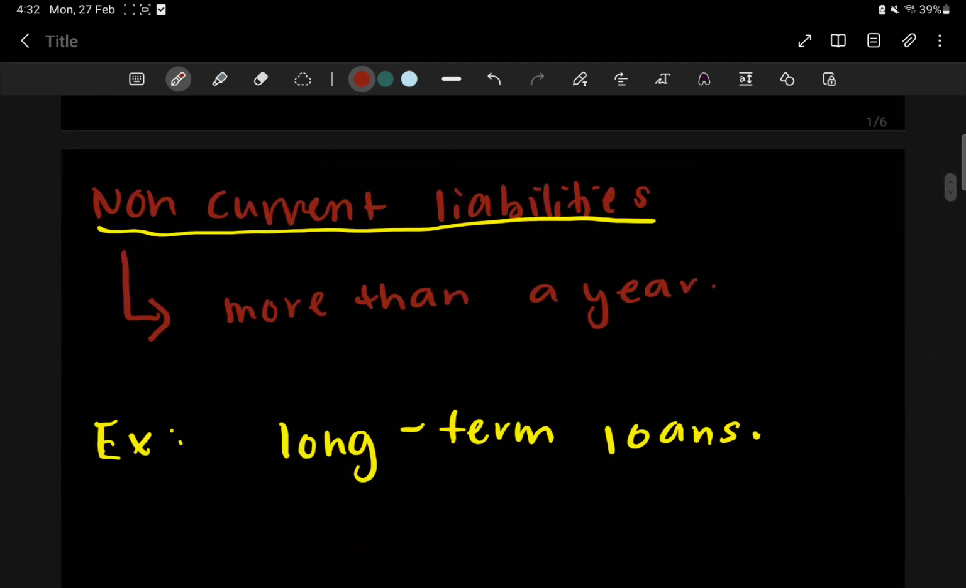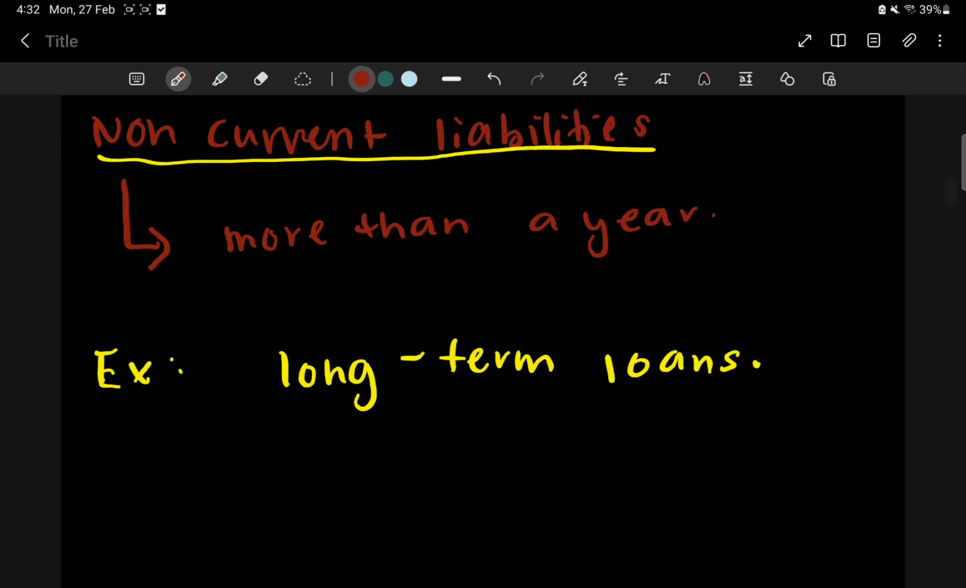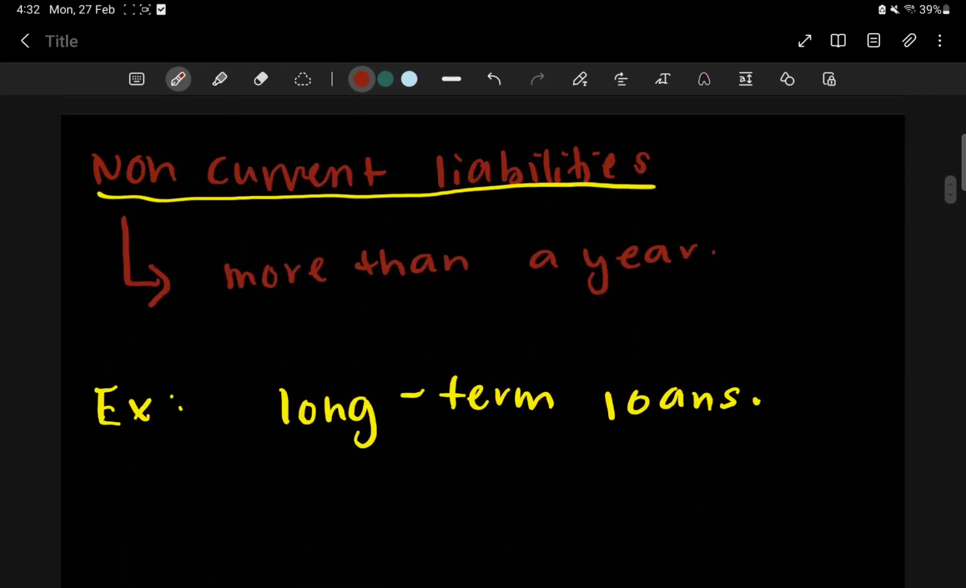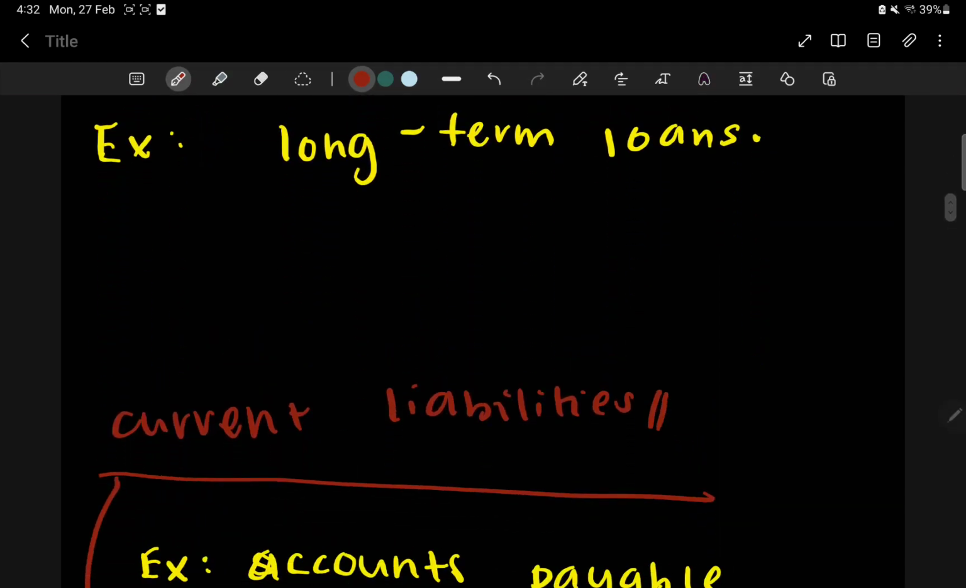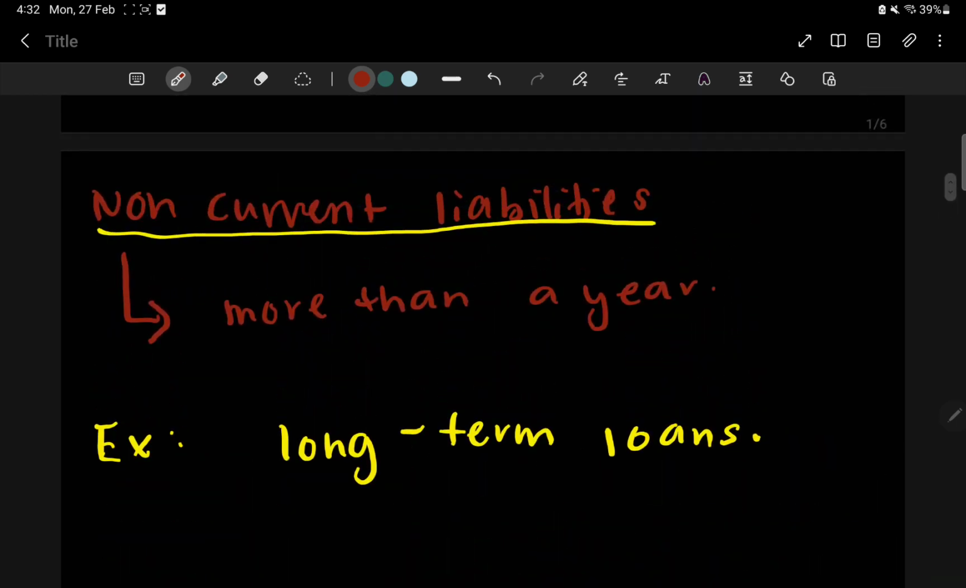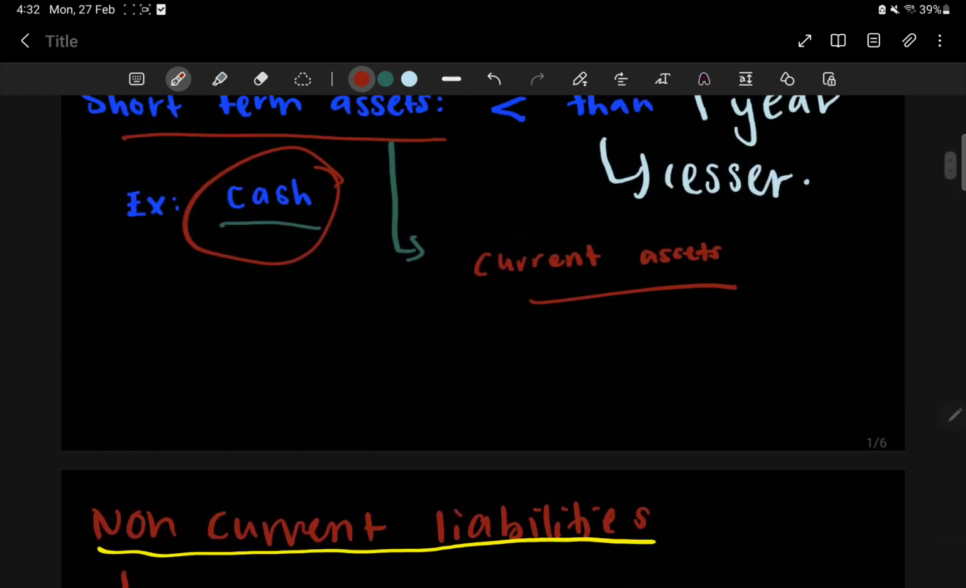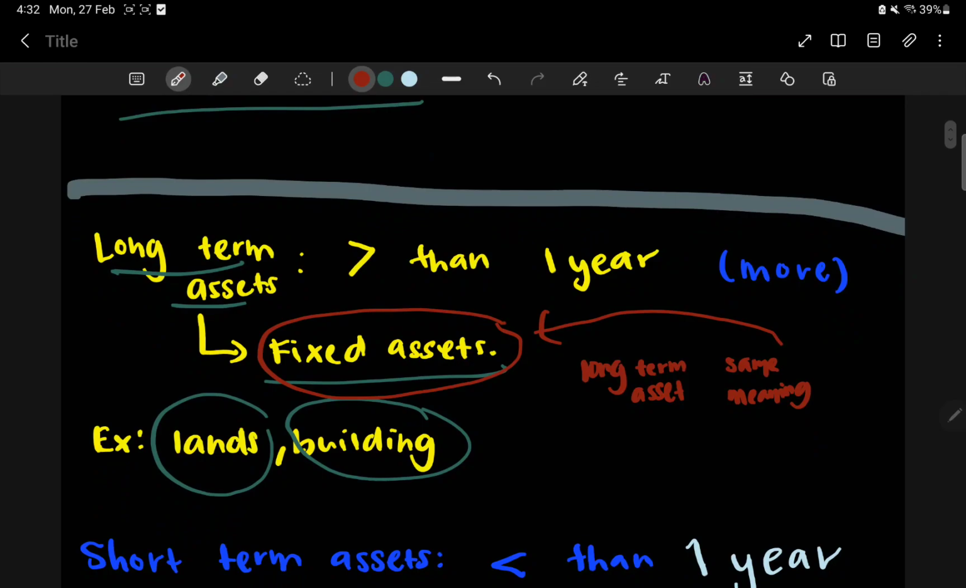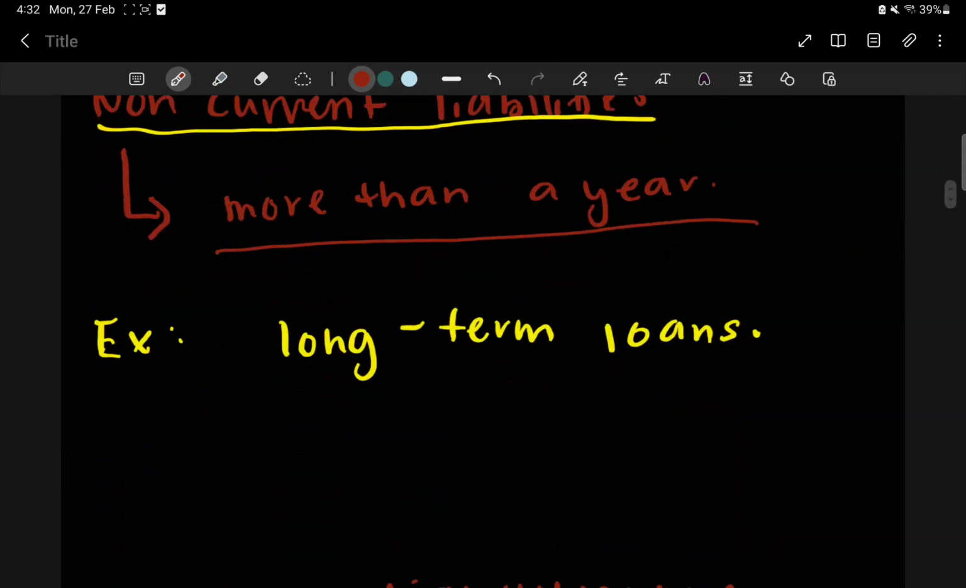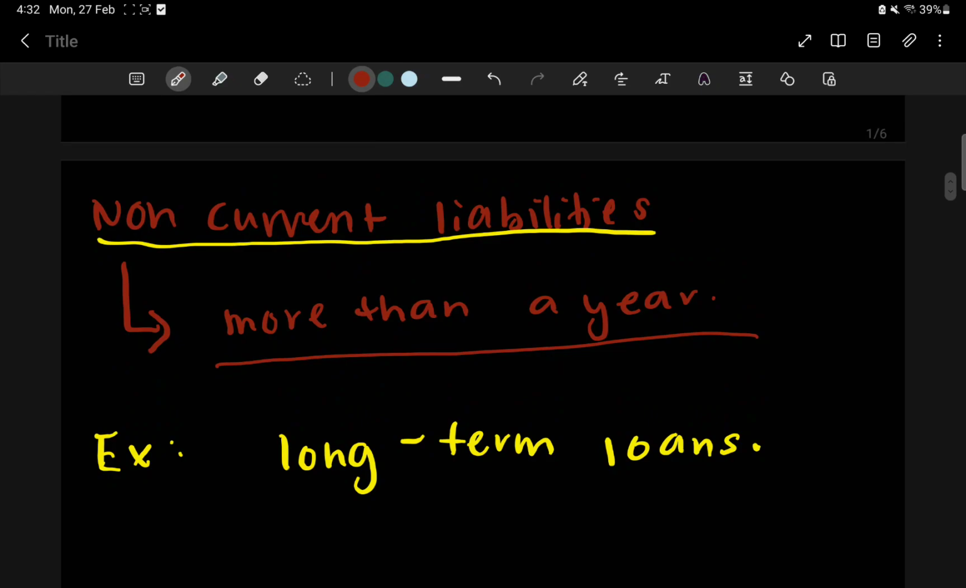Let's talk about liability. For liability, we have non-current liability and also current liabilities or short-term liabilities. It is based on the current ones, which is lesser than a year. Non-current liabilities means more than a year, the same meaning as the long-term asset. So it is more than a year.